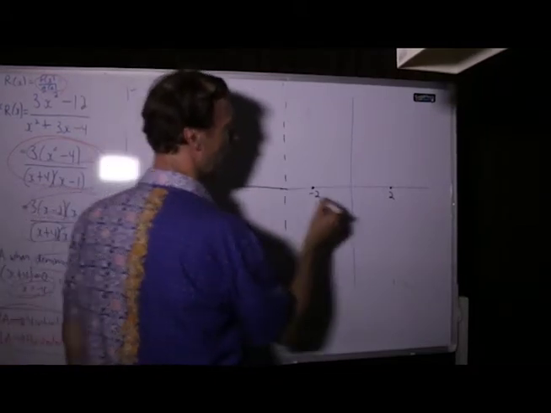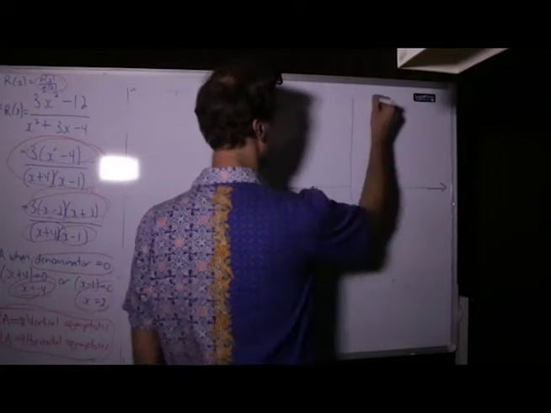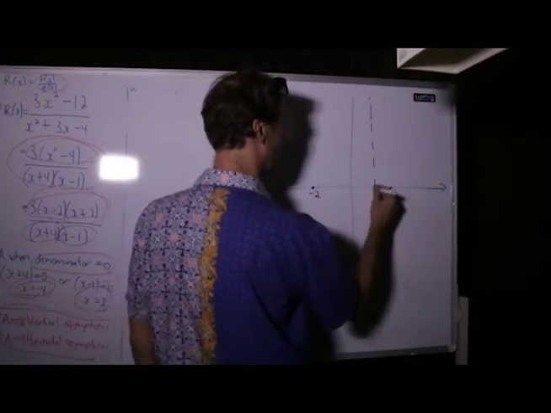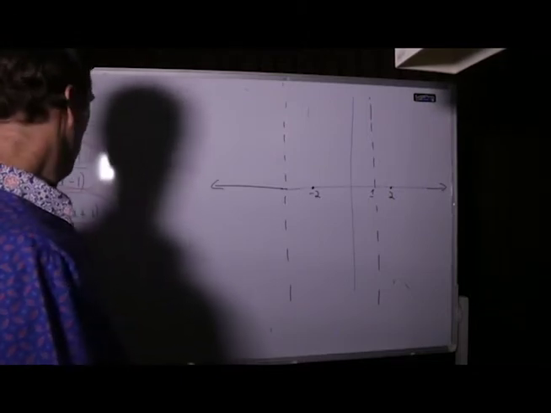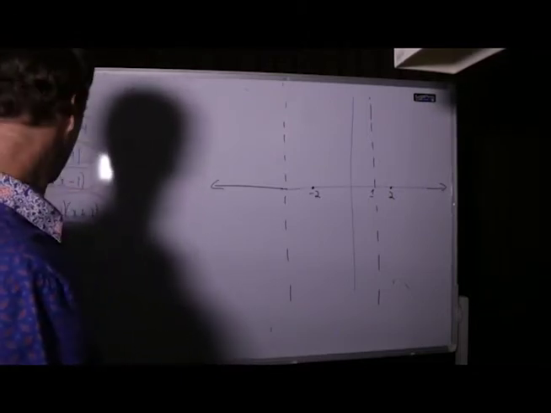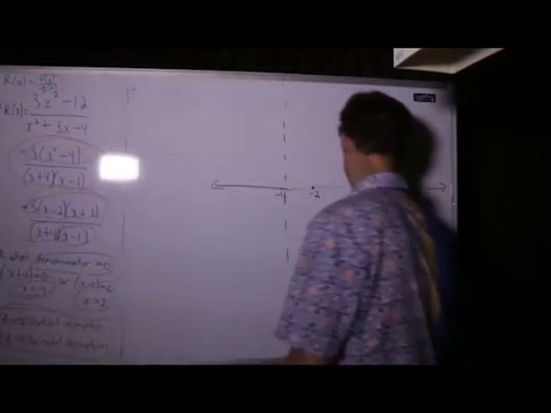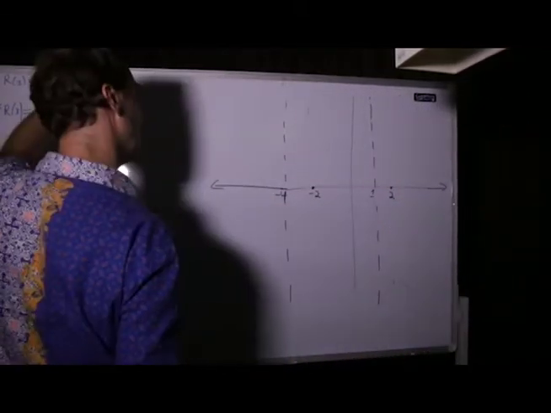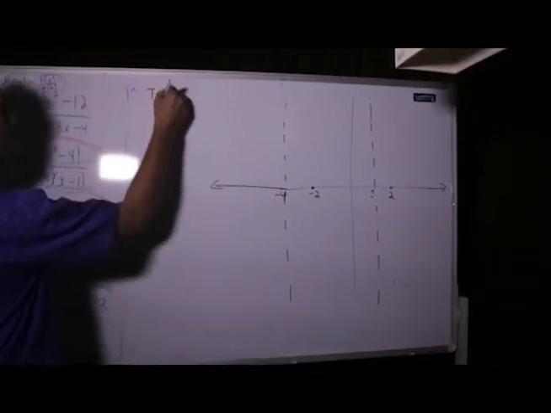we need to see what's happening on either side. So we've got -4 and 1. Those are our vertical asymptotes. As we were discussing before, let's put this as -4, this is -2, 1 and 2. So if we look at, for example, let's test x equals 0.